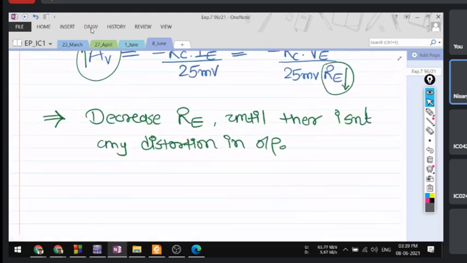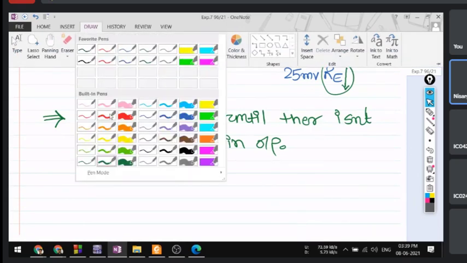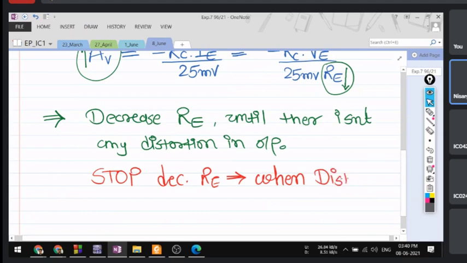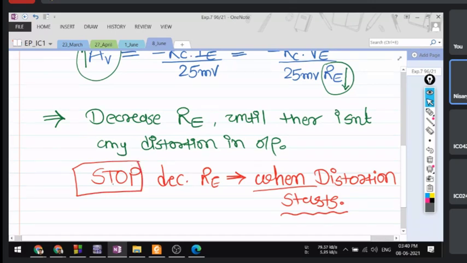You have to decrease the value of RE, but stop decreasing when distortion starts. That's it. When distortion starts, you just stop decreasing RE. You cannot decrease RE any further. So that is what we have to find out.